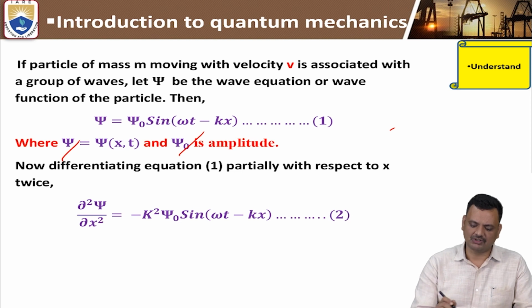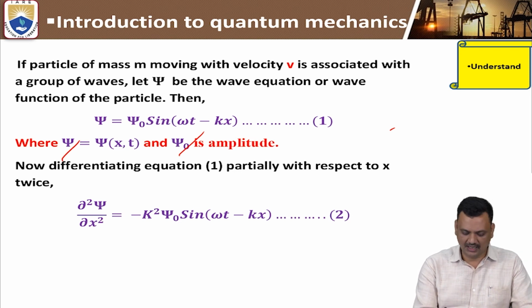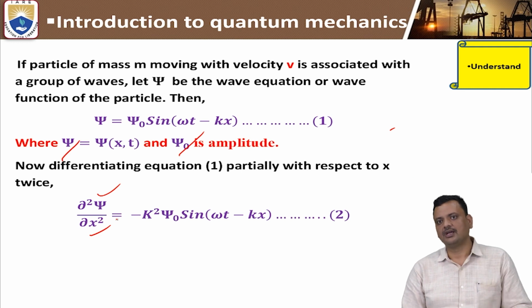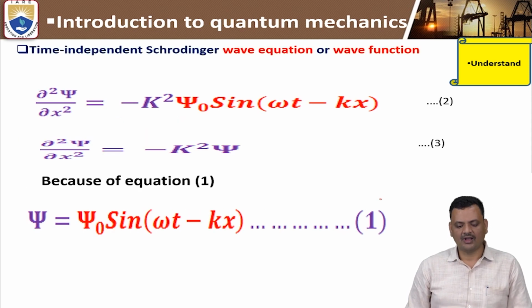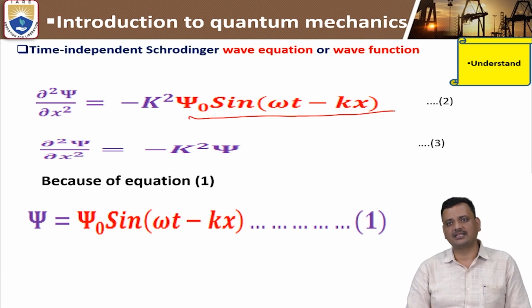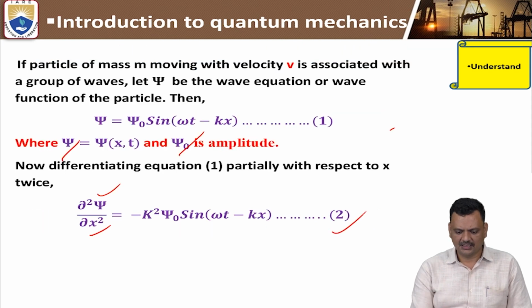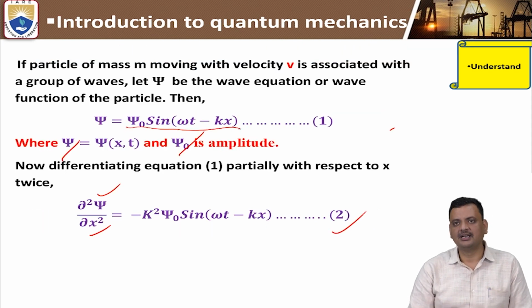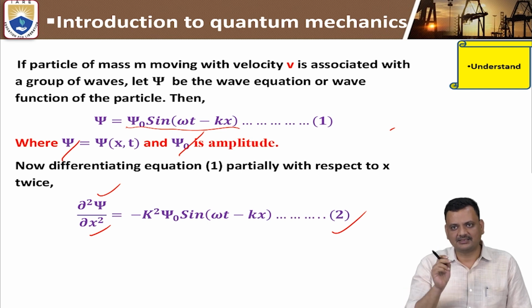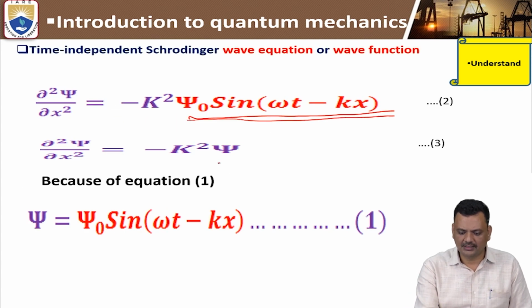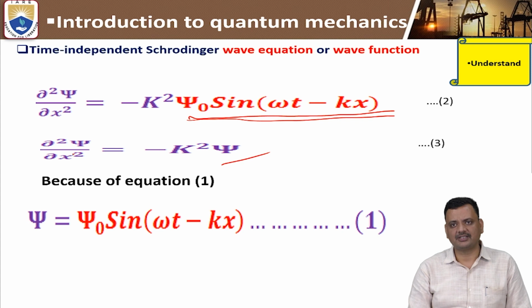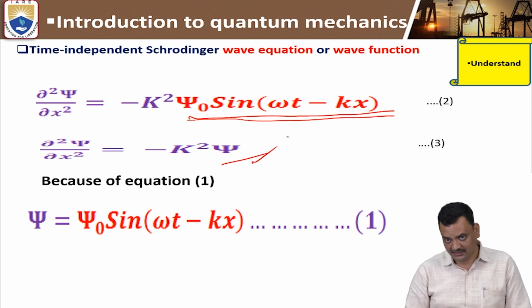Now what did he do? He differentiated this equation 1 two times. Then what did he get? d squared psi upon dx squared is equal to minus k squared psi naught sine (omega t minus kx). So psi naught sine (omega t minus kx) is what? Psi. So you can put psi here. So d squared psi upon dx squared is equal to minus k squared psi.